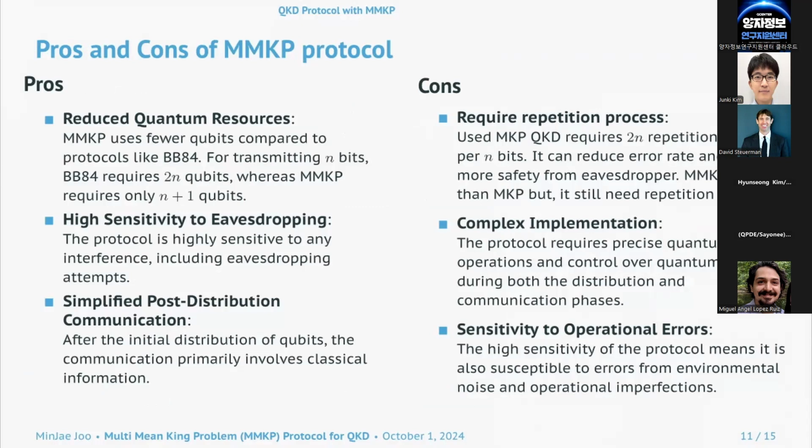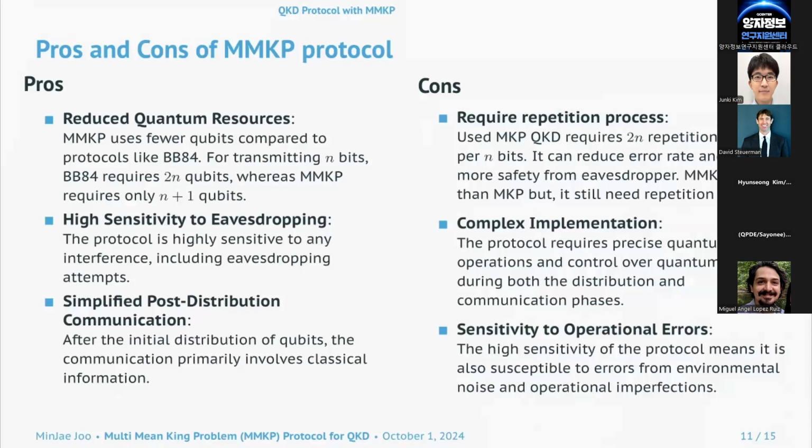Another strength is its high sensitivity to eavesdropping. The protocol can easily detect any unauthorized interception as it is highly sensitive to interference, including eavesdropping attempts. Additionally, the protocol offers simplified communication. After the qubits are distributed, most of the communication involves classical information, making the process more straightforward compared to fully quantum-based protocols.